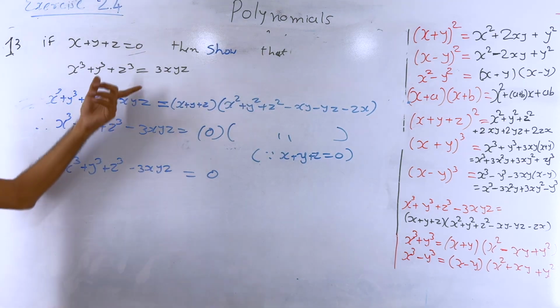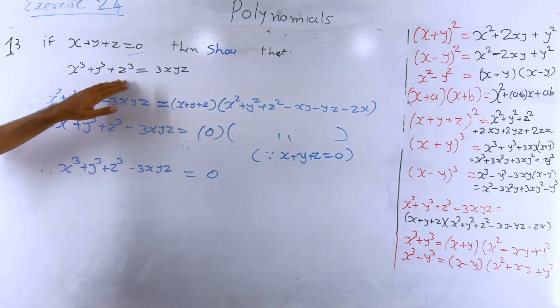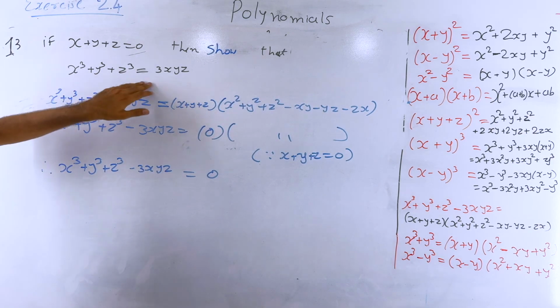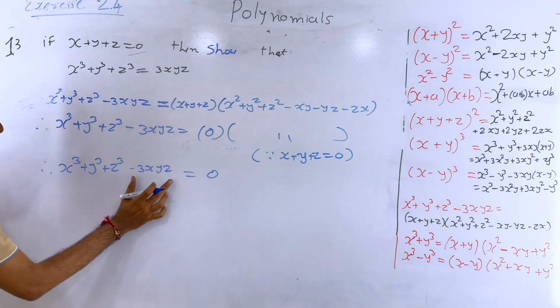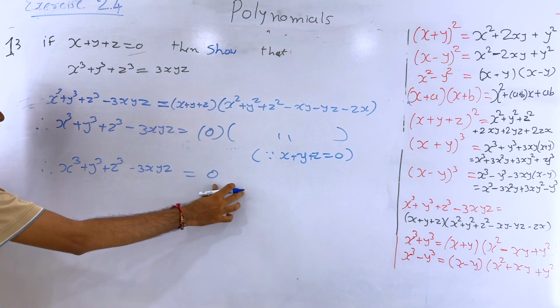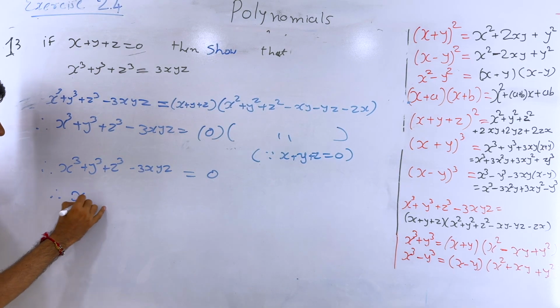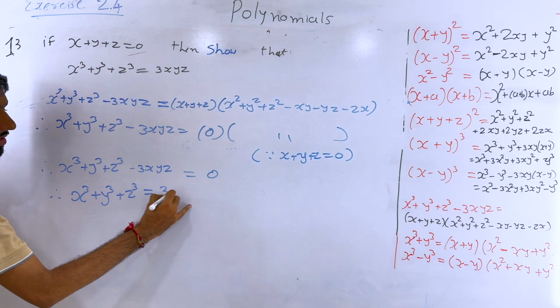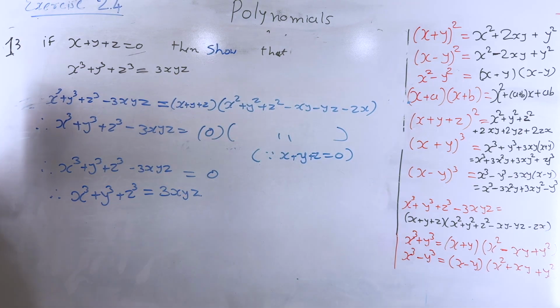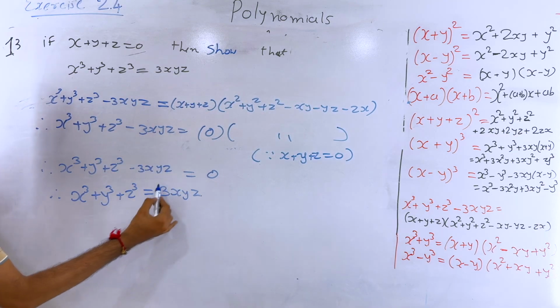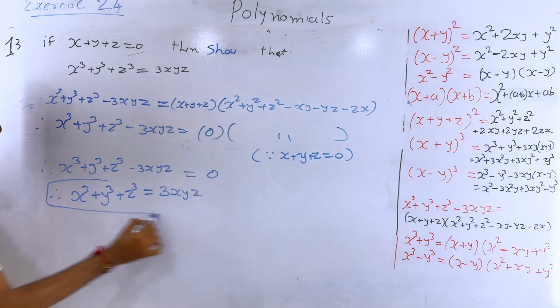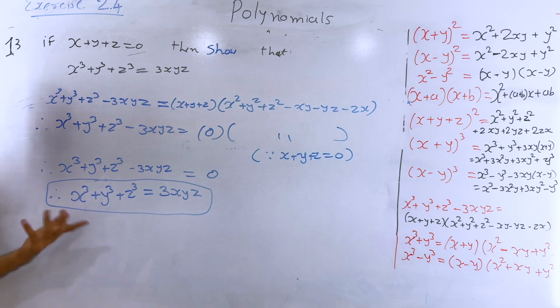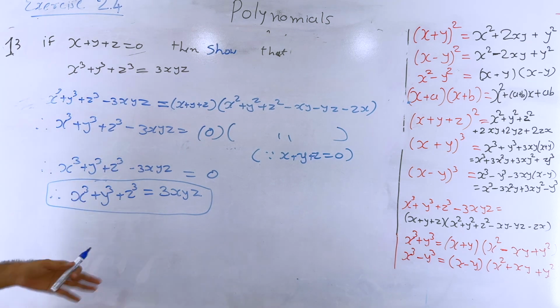Now just look at your question. You have to show that x cube plus y cube plus z cube is equal to 3xyz. So you just have to transpose this term to the other side of the equal to sign. So it will look like x cube plus y cube plus z cube is equal to 3xyz. Very simple. Here I have a minus sign, so it will be a plus sign when it goes to the other side of the equal to sign. Very easy. You can show it in just 2 or 3 steps. Now we'll see question number 14.